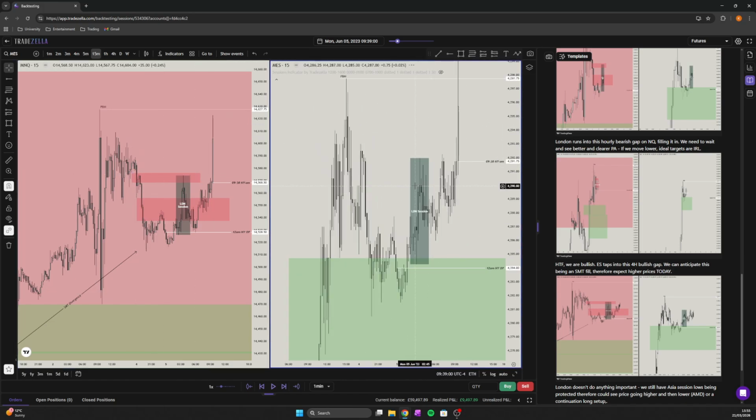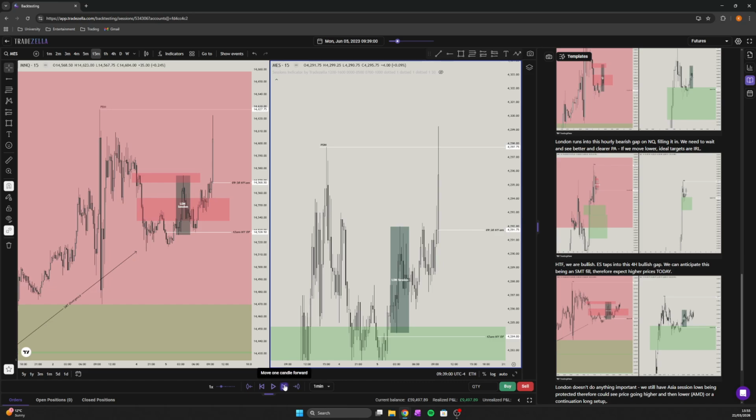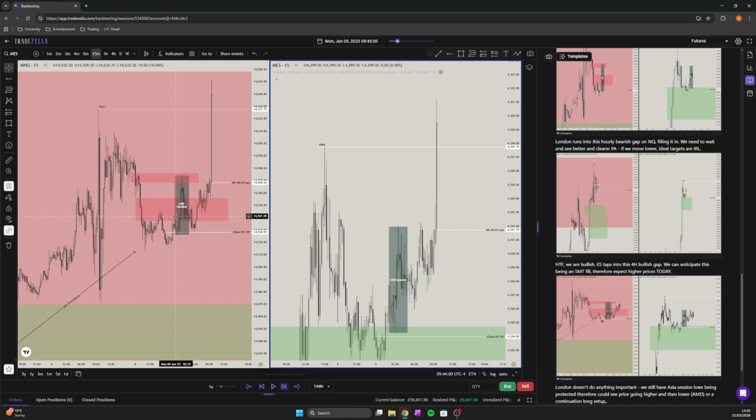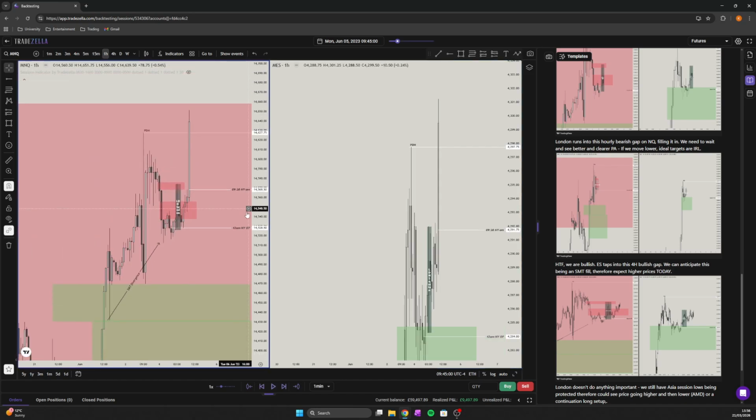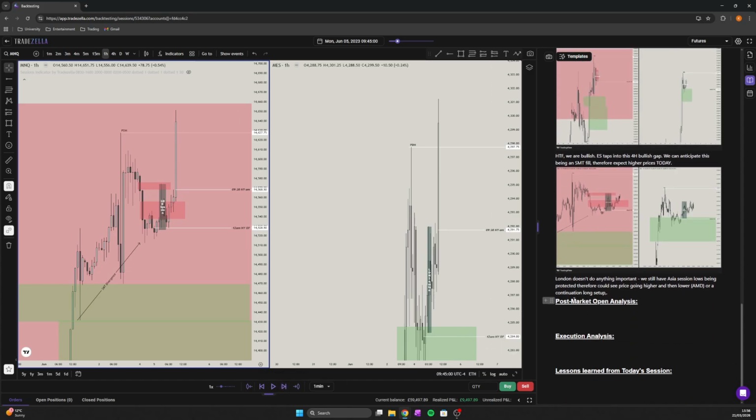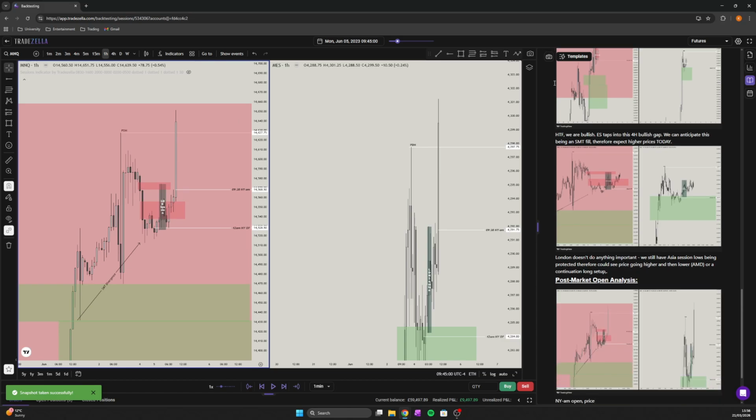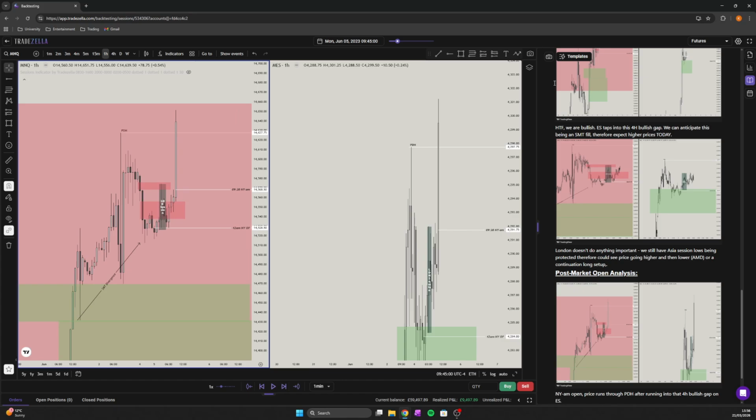It's previous day's high. Okay, previous day's high does get taken out. It looks like we displaced through. Now let's talk about this real quick. New York AM open, price runs through previous day high after running into that 4-hour bullish gap on ES, so that was correct. We have the news at 10 a.m. Therefore, we'll patiently wait.